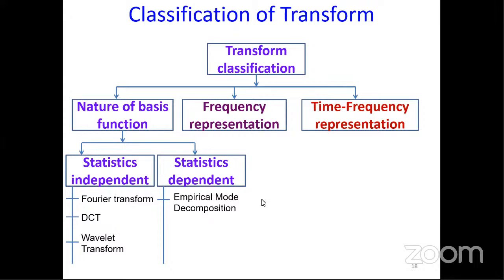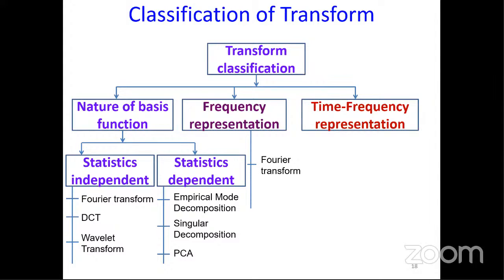So for statistically dependent transformation, the most powerful one is empirical mode decomposition. Then we have singular value decomposition. Then you have principal component analysis. Then you have variational mode decomposition. So many decompositions are available for statistically dependent transformation.